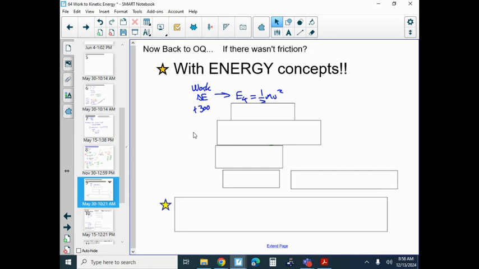Yeah. So if we went back to that opening question, right? If we do 300 joules of work, then we have 300 joules equals this 1/2 of the mass, which was 5 kilograms.